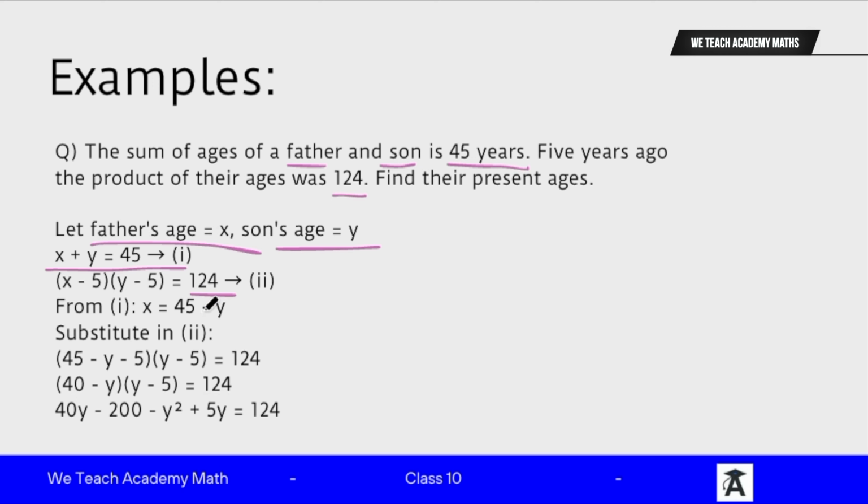So we equate it. After using the substitution method, we get (45 minus y minus 5) multiplied by (y minus 5) is equal to 124. So (40 minus y) multiplied by (y minus 5) gives you 124.